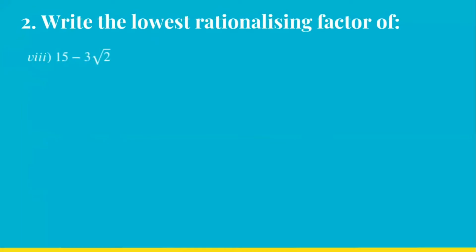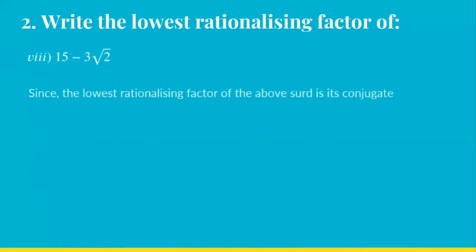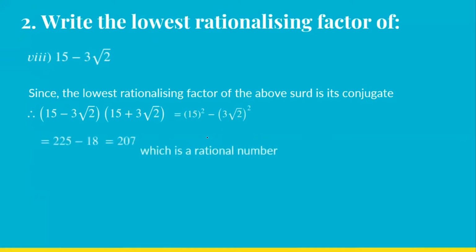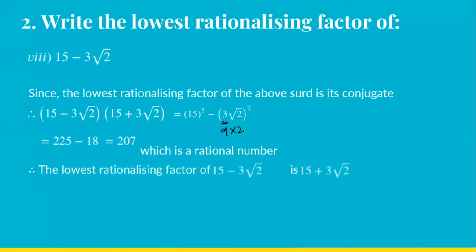The next, 15 minus 3 root 2, again a conjugate. Now we can take common here. If we take common, we will be getting 3 in bracket (5 minus root 2). So instead we can just change the sign and multiply by the conjugate. Doing that, we get 15 square minus (3 root 2) square. 15 square is 225. (3 root 2) square: 3 square is 9, and 9 into 2 is going to be 18. 225 minus 18 is 207, which is a rational number. Therefore, the rationalizing factor is 15 plus 3 root 2.